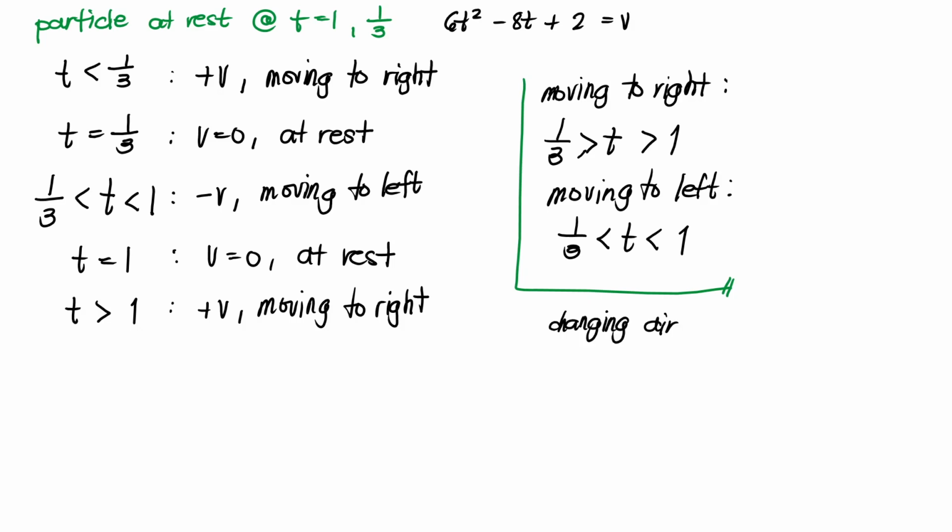Changing direction. Where was I? Sorry. Here, t is equal to 1/3, no? And also t is equal to 1, aside from when it is at rest, because it also doesn't move there. Okay? So that is for horizontal motion.